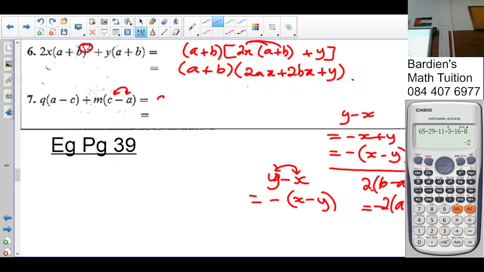So it becomes q into a minus c. You swap this around, negative comes out. That negative times positive is negative m into a minus c. Can you see that? Yes, sir. Now what's common, people? A minus c. A minus c is common. What are we left with? Q minus.